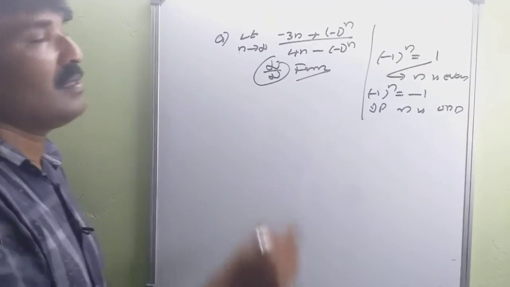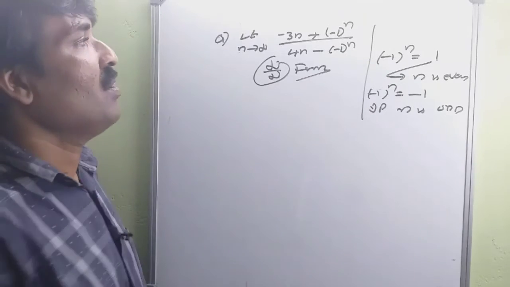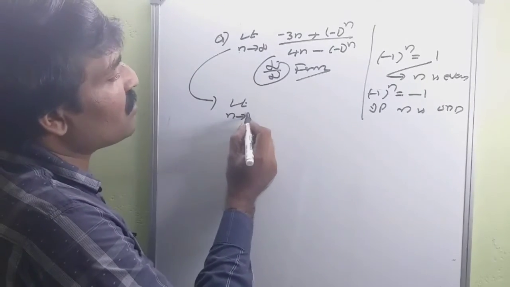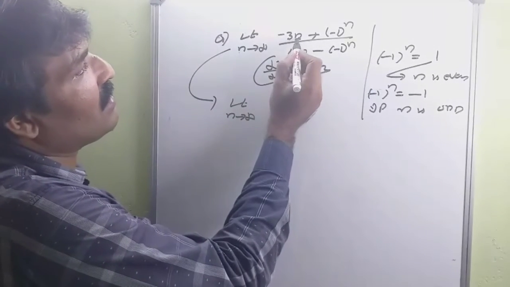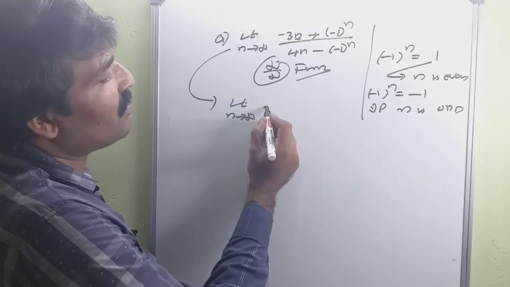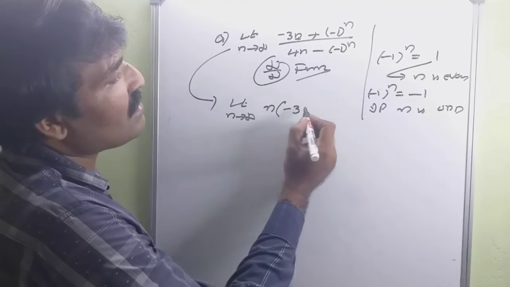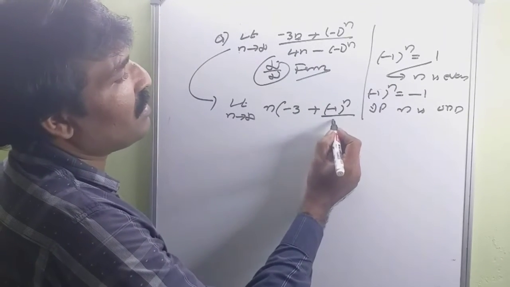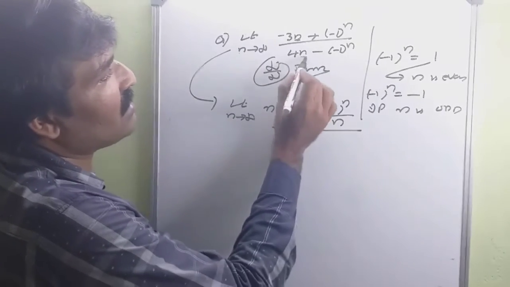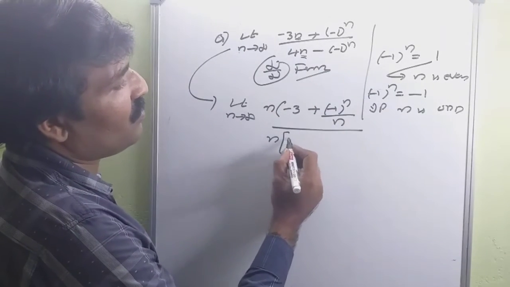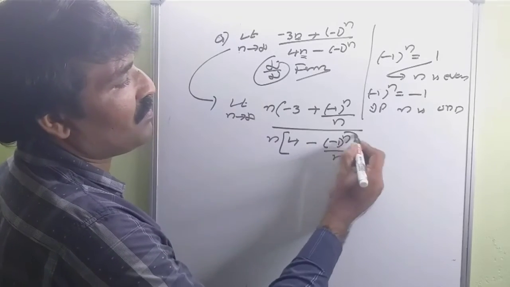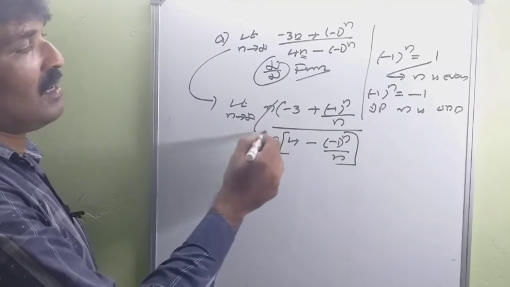Now, this is an infinity by infinity form. So we can write this as limit n tends to infinity. I am taking this n out. So that becomes n into minus 3 plus minus 1 raised to n divided by n, the whole divided by n taken out, n into 4 minus 1 raised to n into n. Okay, this n and n get cancelled.